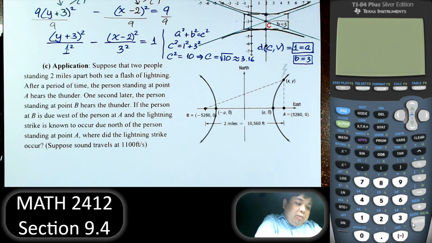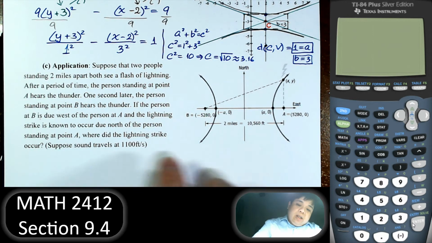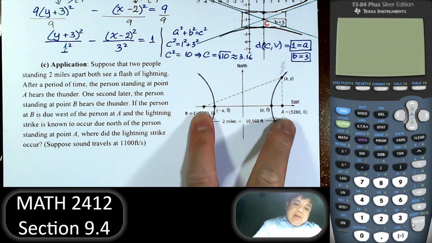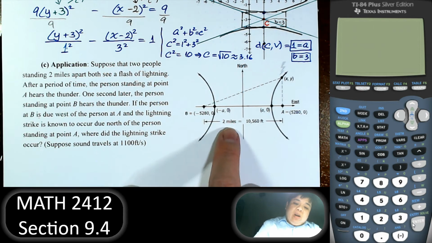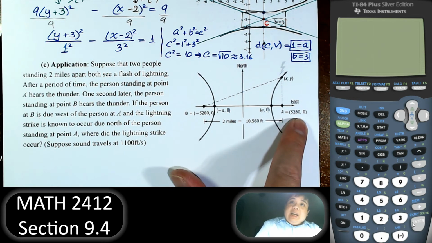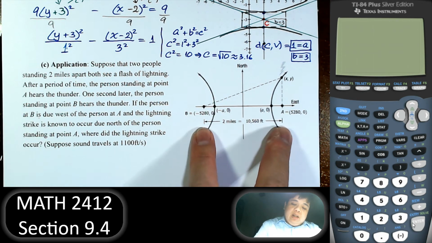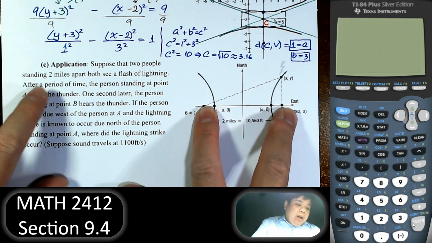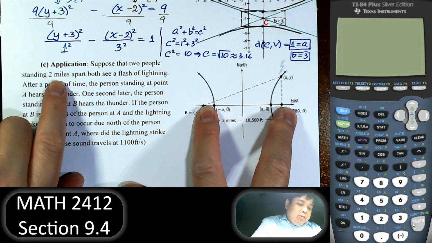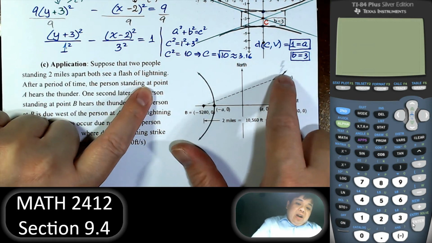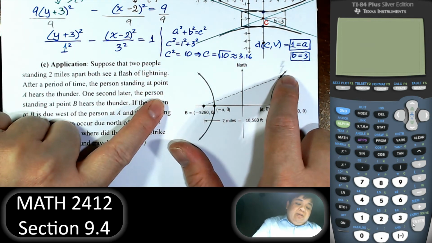Suppose that 2 people are standing 2 miles apart. So A and B, 2 miles apart. 1 mile is 5,280 feet. So that's about 10,560 feet apart. After a period of time, both see a flash of lightning.